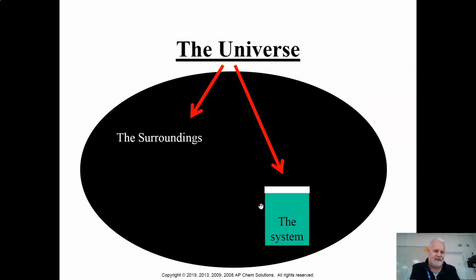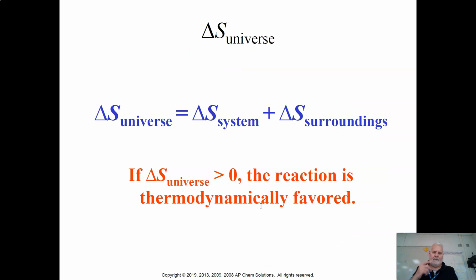So if you think about the system and the surroundings, you can make this statement right here. The change in entropy, so let's write the word entropy in here so you get that hammered into your head when you're reviewing this in late April here. So the change in entropy equals the change in entropy of the system plus the change in entropy of the surroundings. Now, if the change in entropy of the universe is greater than 0, then the reaction is thermodynamically favored.